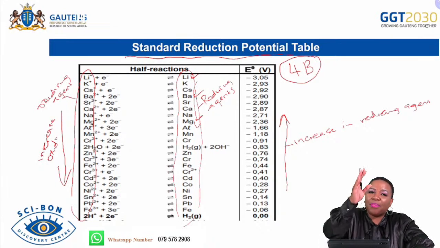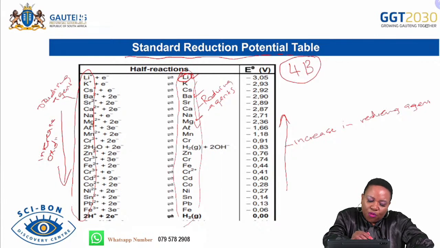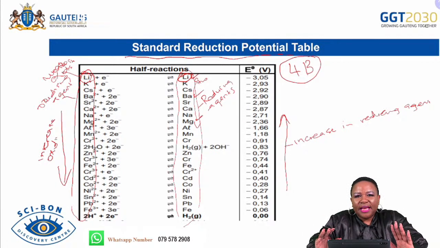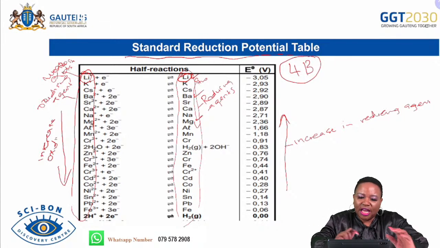But when you go up, the strength of the reducing ability increases, meaning lithium is the best reducing agent. But when you go from lithium ion going down, you can see that the strength of oxidizing increases. So lithium ion is the weakest oxidizing agent, whereas lithium is the strongest reducing agent. So if the agent is a stronger reducing agent, it will be a weaker oxidizing agent.